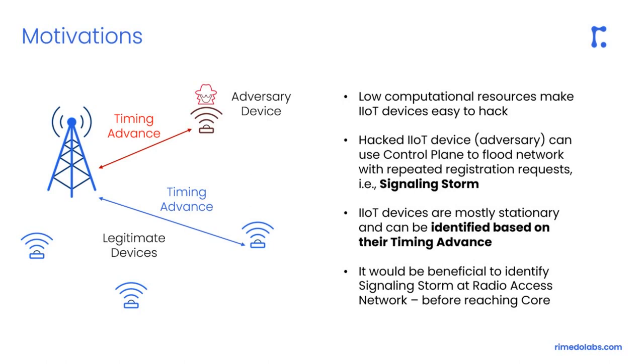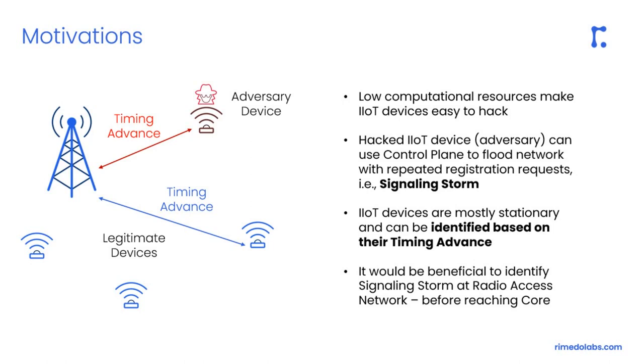On the other hand, during registration, IIoT devices report to the G-Node B their timing advance, which is the time offset related to the signal propagation between the G-Node B and IIoT devices. Because IIoT devices are in most cases stationary, the timing advance is constant for them and proportional to the distance from G-Node B. It would be beneficial to identify adversary devices in the early stage of the registration process in the radio access network to protect the core network resources.